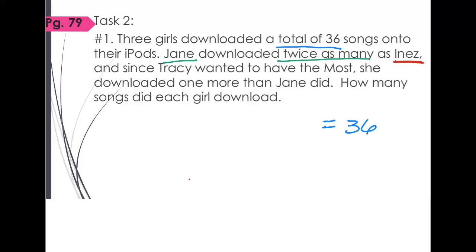So question, are we going to use a variable here? Are we going to just guess and check? Could we guess and check? You could. But algebra will make it a little bit simpler. But you could guess and check.